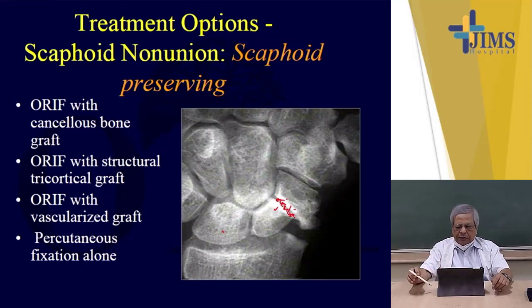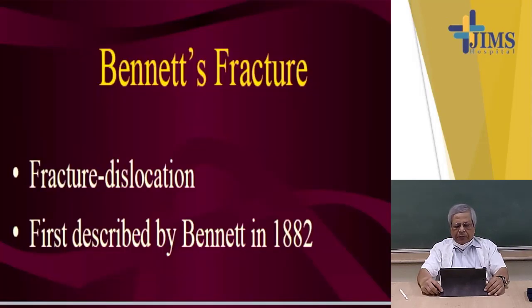Scaphoid non-union is a challenging problem with significant risk for the wrist. Left untreated, scaphoid non-unions have a near 100% rate of degenerative disease. If approached appropriately, scaphoid healing may be achieved. The next part of my lecture is Bennett's fracture.